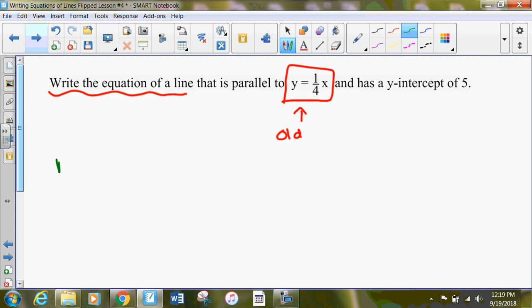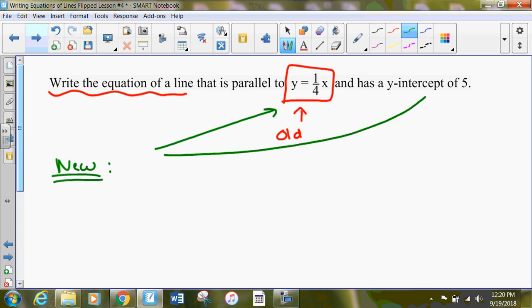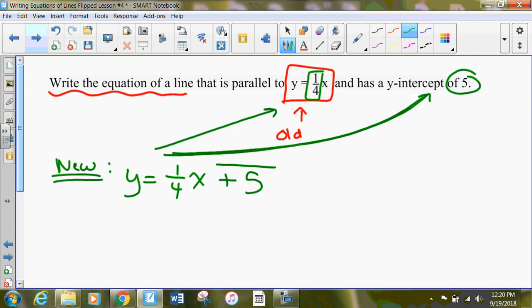The new equation has to have two things. It has to be parallel to the old line, and it has to have a y-intercept of 5. Since we know that parallel lines have the same slope, our new line has to have the exact same slope as the line it wants to be parallel to. So that gives me 1/4 x. And of course, the new line also has to have the y-intercept of 5. So there we go. This is the equation of the line that's parallel to this old line and also has the y-intercept of 5.